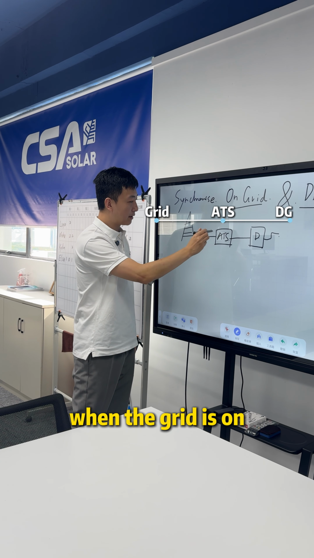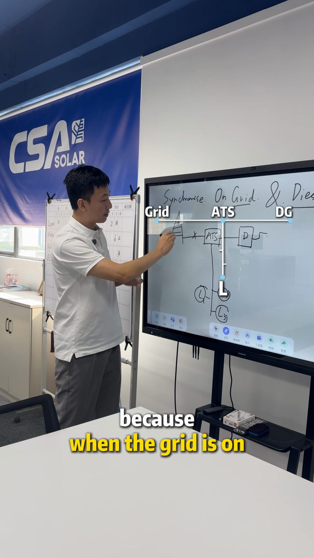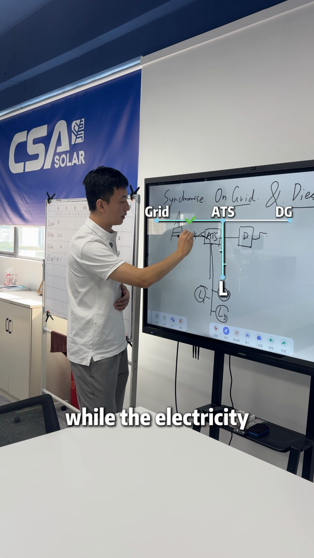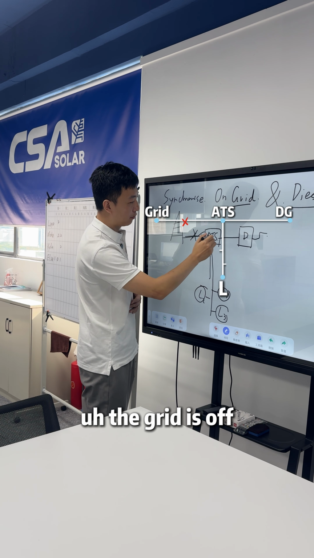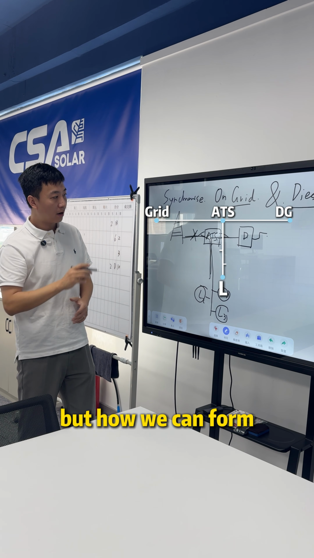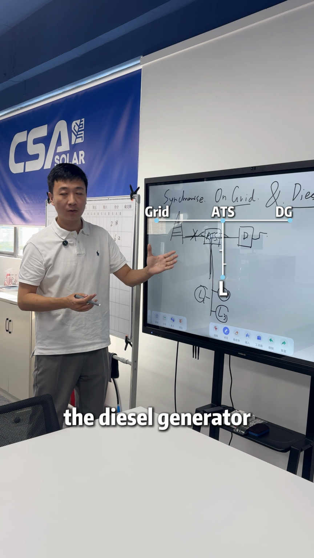This already forms a stable electricity supply system because when the grid is on, the ATS switches to here and the electricity goes this way. While the grid is off, the diesel generator switches to this way and the current goes this way. But how can we form an on-grid system and synchronize the diesel generator with the on-grid system?